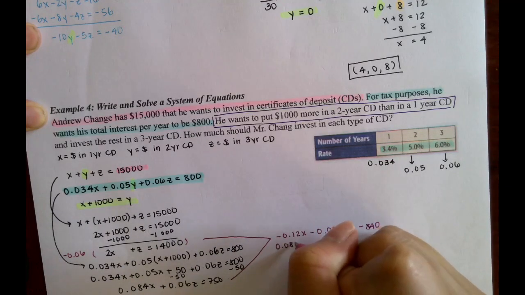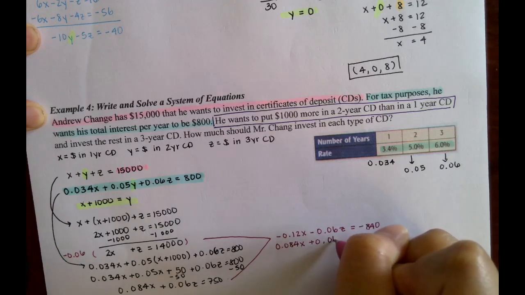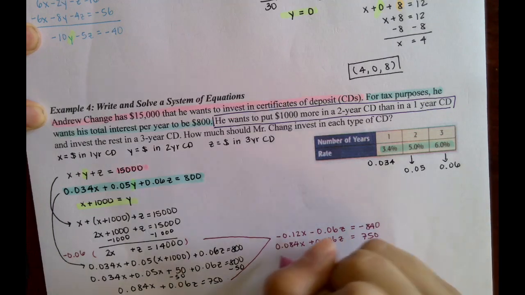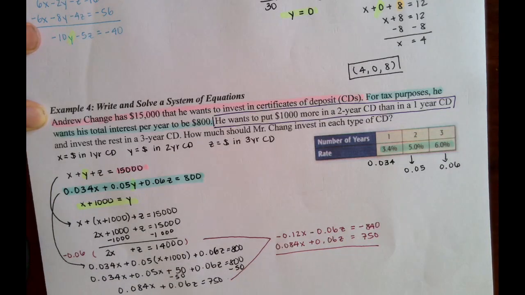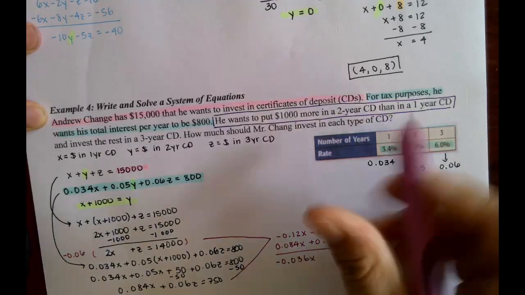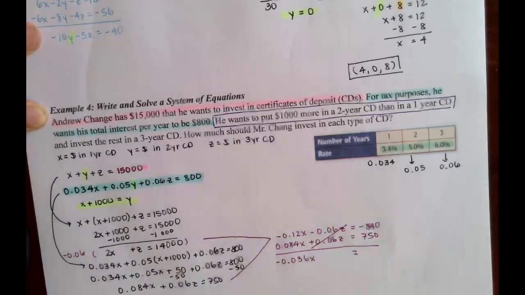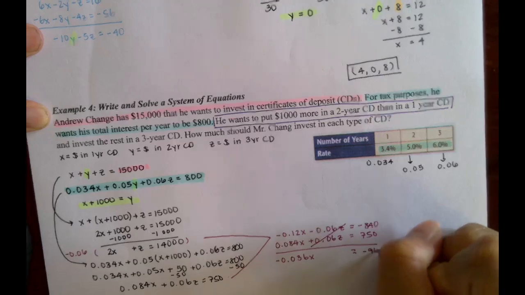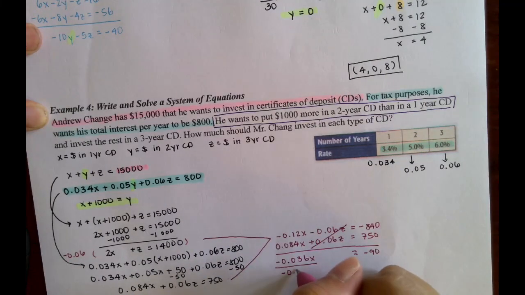So 0.084x plus 0.06z equals 750. Then negative 0.12x plus 0.084x will give me negative 0.036x. The z's now go bye-bye. And then 750 minus 840 is negative 90. Then I'm going to divide here.